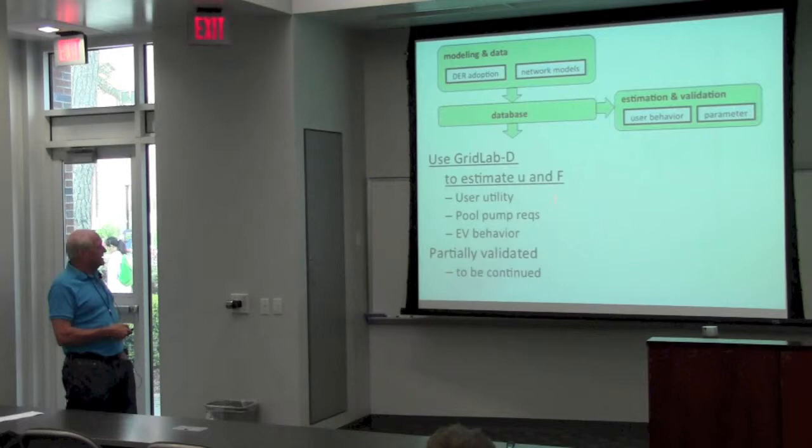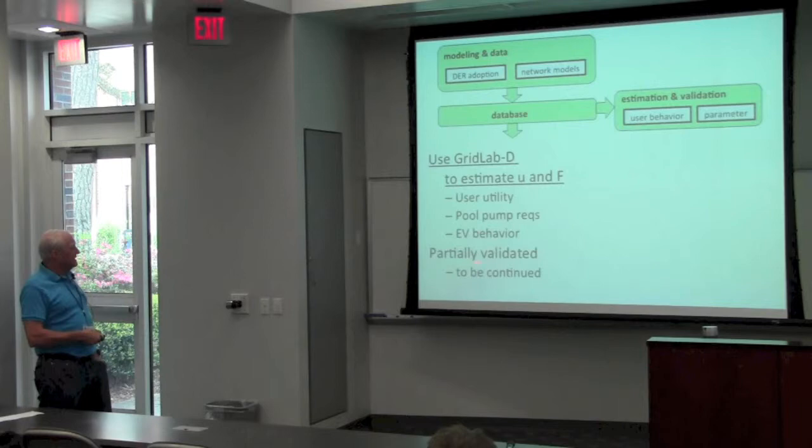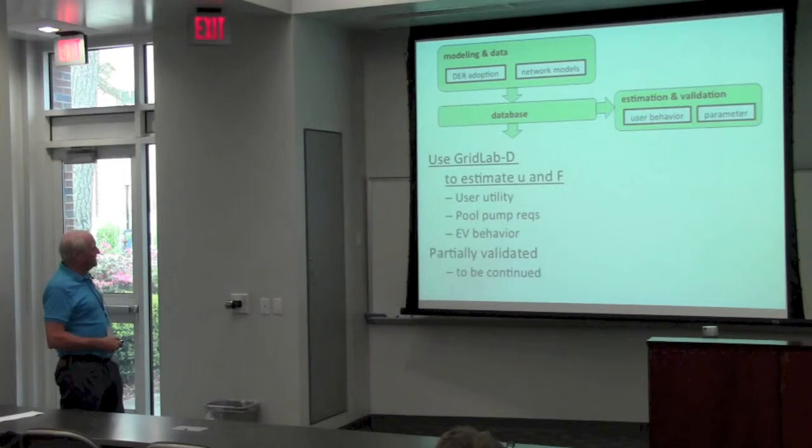We also have to estimate the power requirements of that house, or how much power they need if they want their temperature set at 70 degrees. And we have to do this for the pool pumps and the EV behavior as well. Okay? I'm going to give you some reports, but it's kind of partially validated. It's not completely validated yet, so I have to be careful.